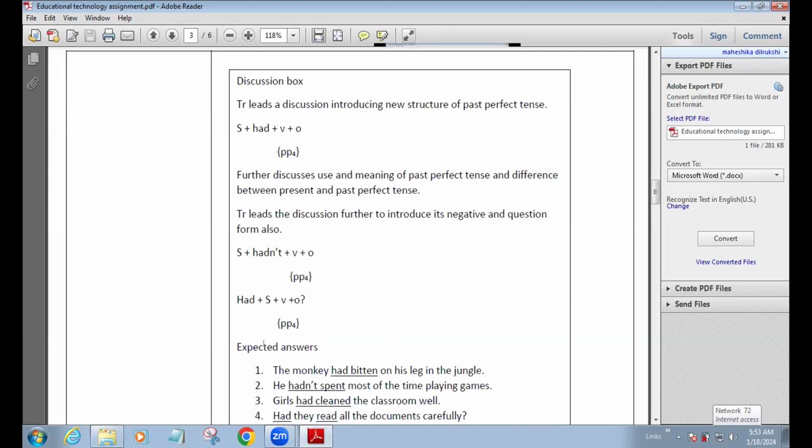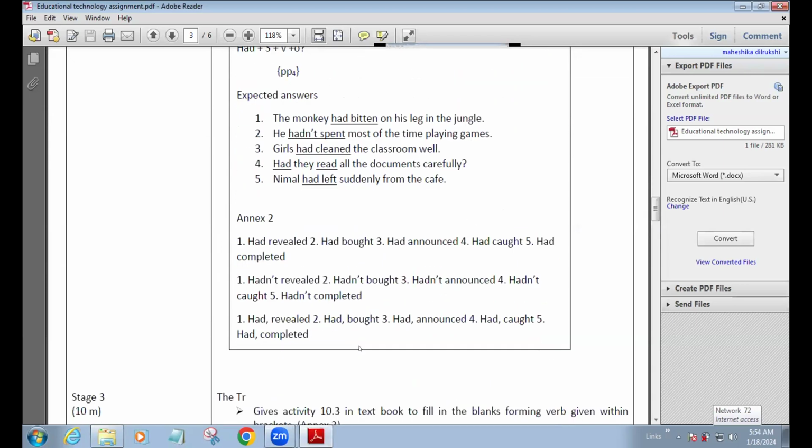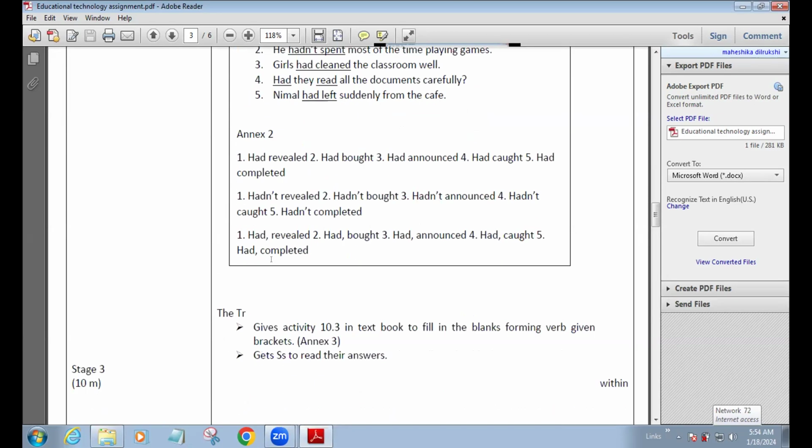Past perfect negative and question. They can relate to that because they already know about present perfect negative and question form. So they can see the difference between present perfect negative and past perfect negative also, and easily relate to negative and question form. These are the expected answers for Annex 2.